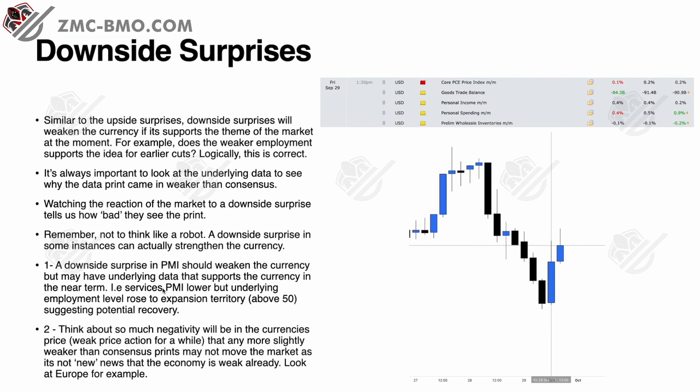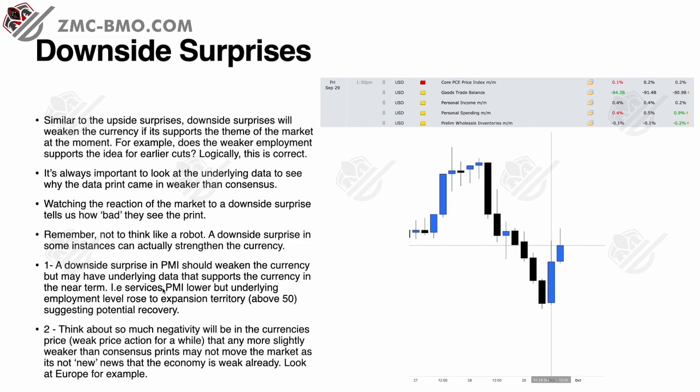And of course, think about how much negativity is already in the currency's price, obviously weak price action. Any slightly weaker than consensus prints might not move the markets, as it's not new news that the economy is weak already. Look at Europe, for example. What we mean by that is German industrial production comes in slightly weaker than consensus. You might think, downside surprise, the currency weakens off, but not really. If the markets are so weak on the euro anyway, it's not exactly new, is it? They would have priced in the weaker euro because of those reasons. We would have seen those reasons in the months before, and the markets would have priced it in already.